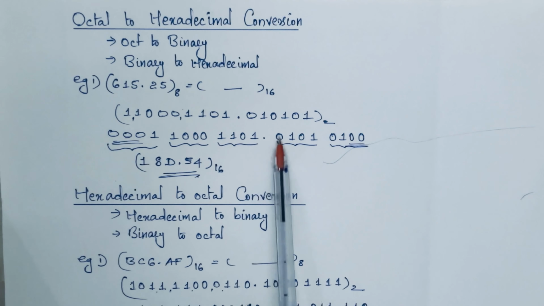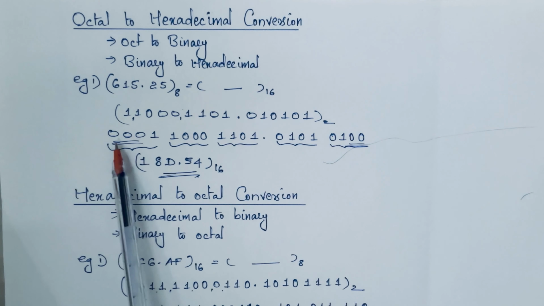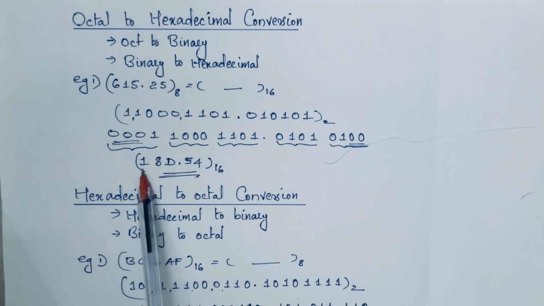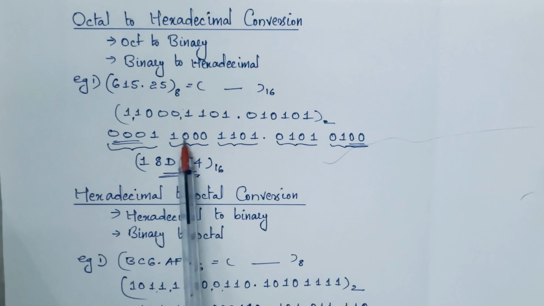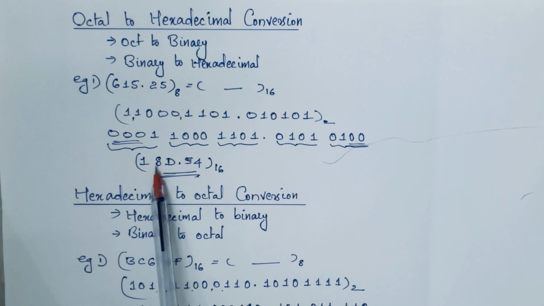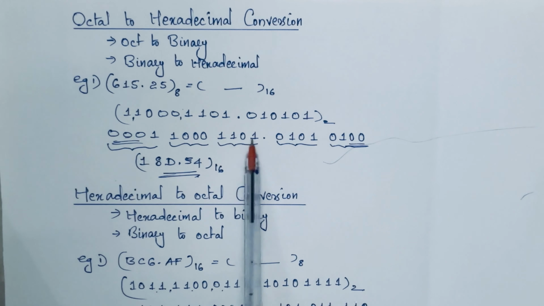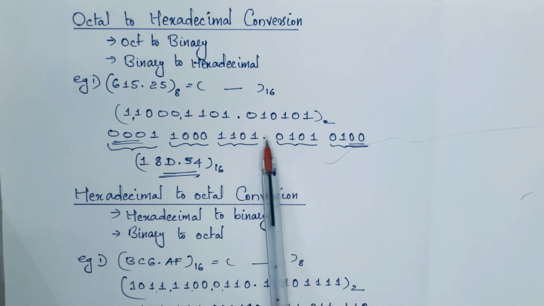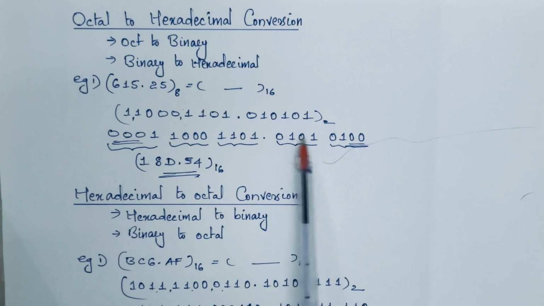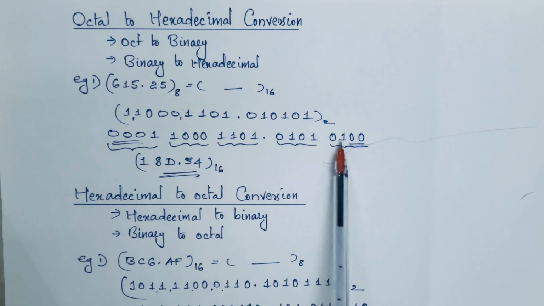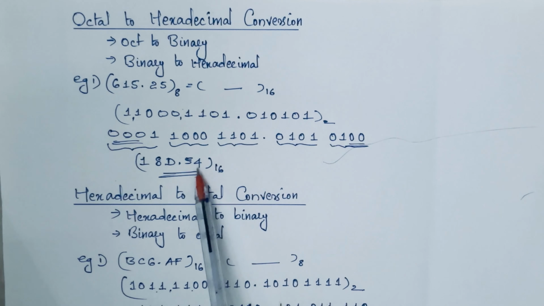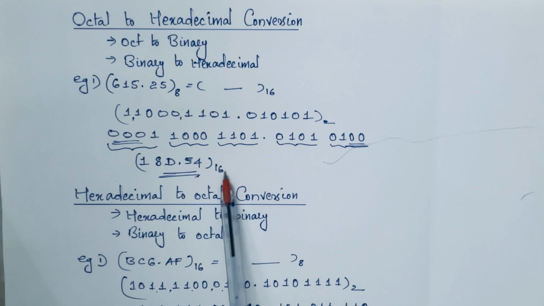Now we need to write the corresponding hexadecimal values. The first group is 0001, which is equivalent to 1. Then we have 1000, which is equivalent to 8. Then we have 1101, which is equivalent to D. Then after the point we have 0101, which is equivalent to 5. Then we have 0100, which is equivalent to 4. So this is the hexadecimal value.